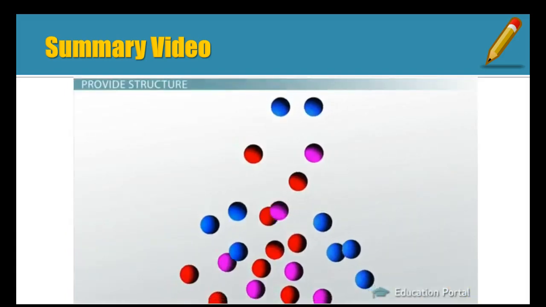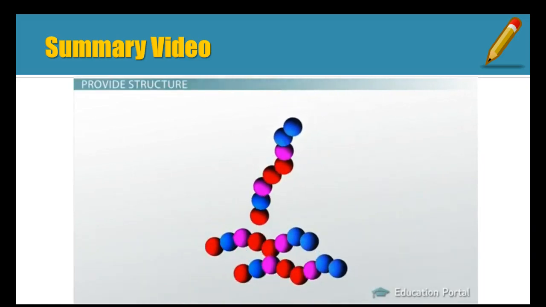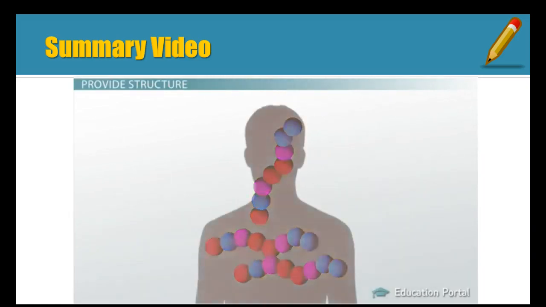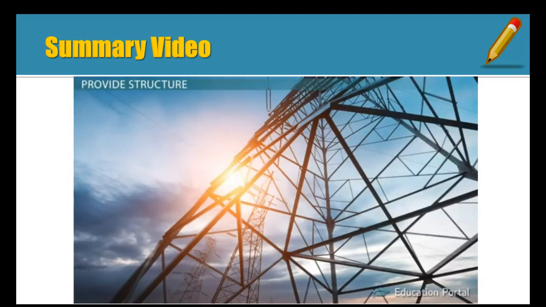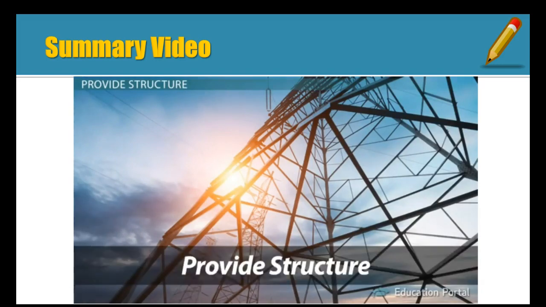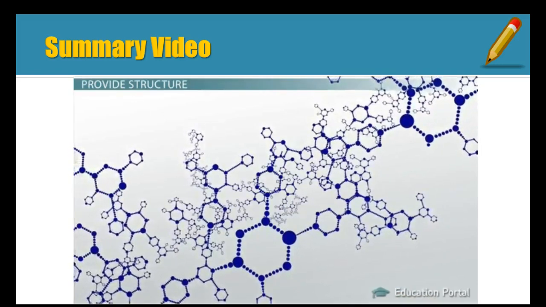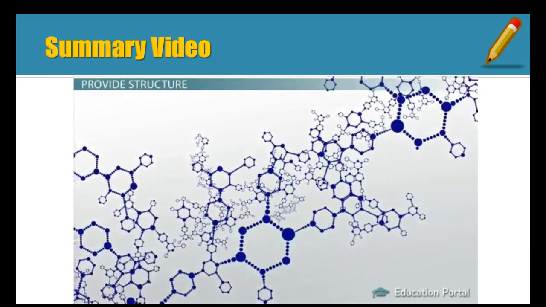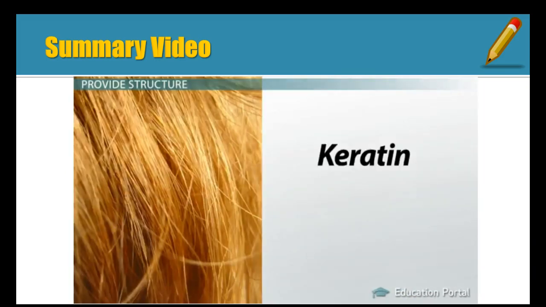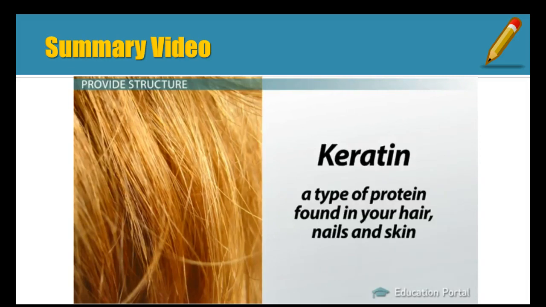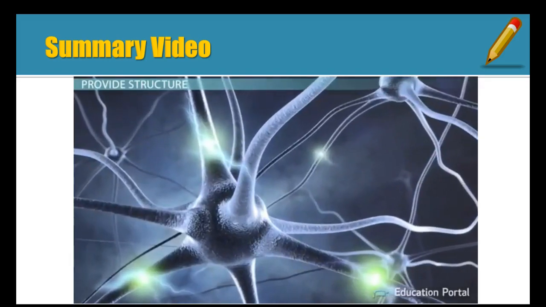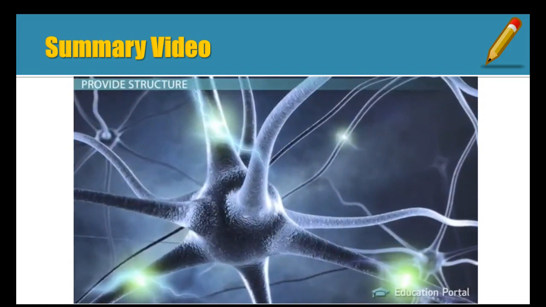Now, we talked about amino acids being the building blocks of proteins, but we could also say that proteins themselves are building blocks of the body. And this brings us to the first important function of protein, which is to provide structure. Structural proteins make up integral parts of your body. For example, keratin is a type of protein found in your hair, nails, and skin that helps give these structures strength. Inside your body, protein provides structure to every cell.